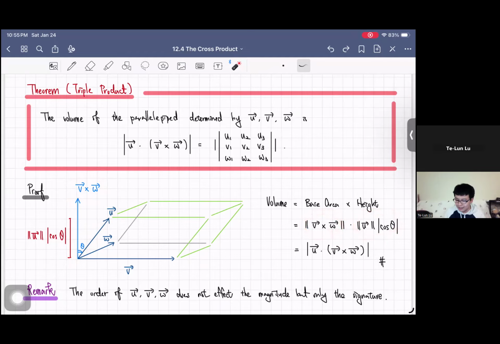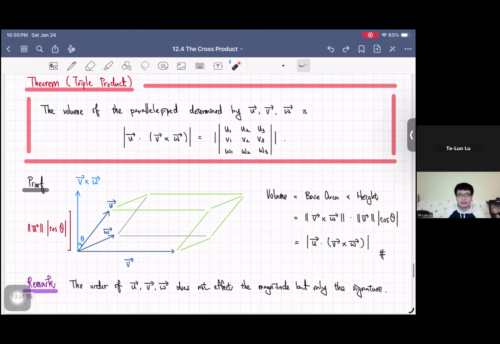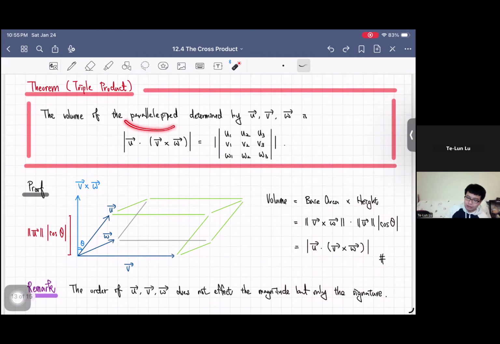However, we know exactly that U dot V cross W is the length of U times the length of V cross W times cosine theta, right? And now if we don't care about the sign, we just take the absolute value. So these two quantities should be the same. So it boils down to this statement: the volume of the parallelepiped determined by these vectors is given by the absolute value of U dot V cross W.